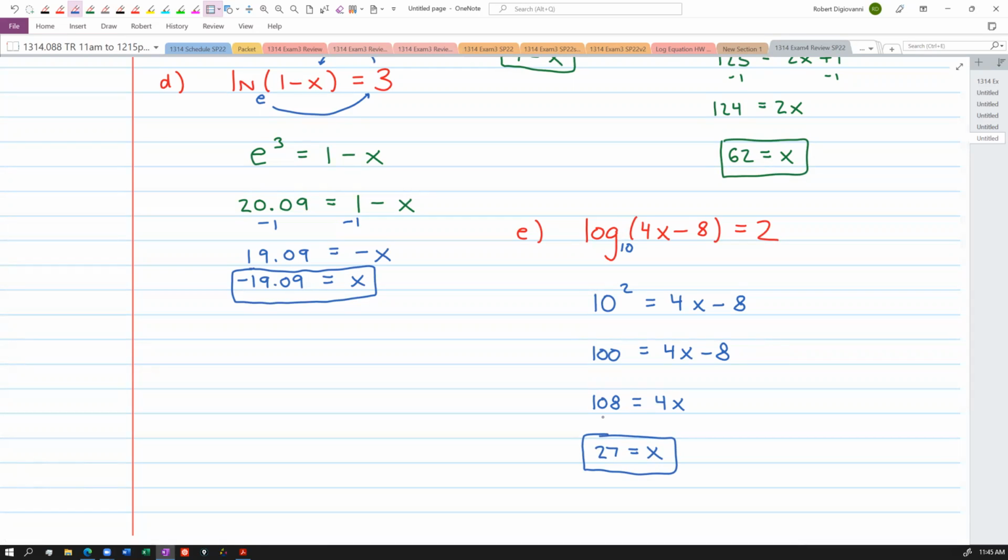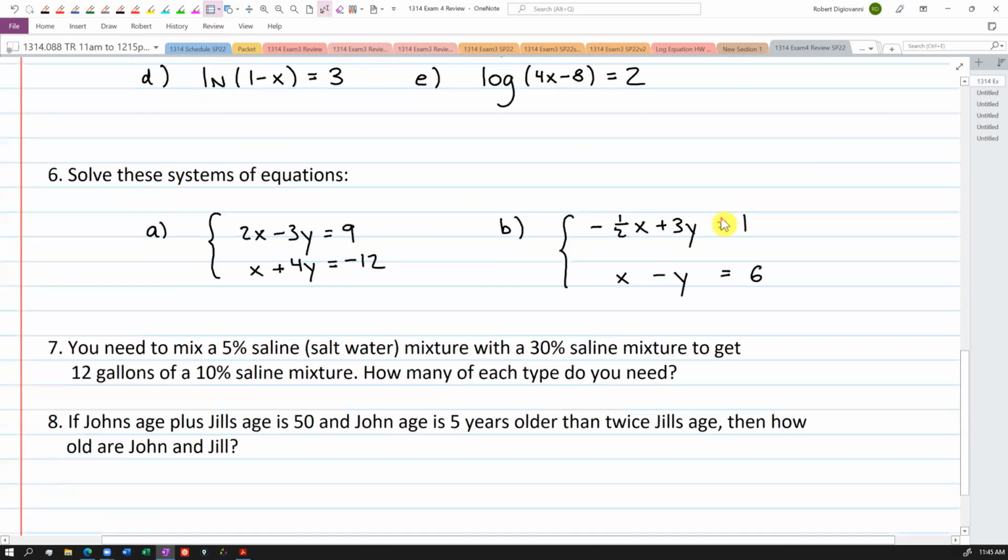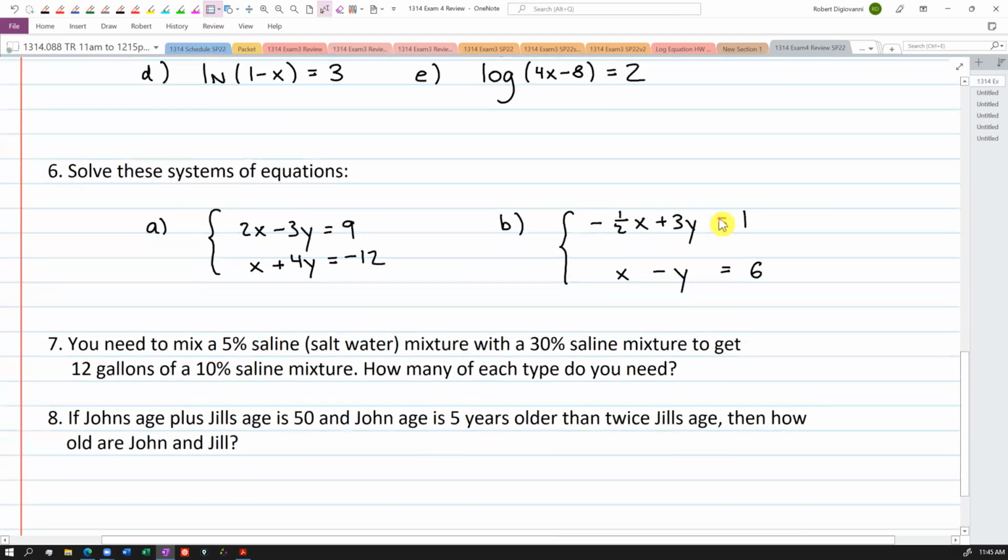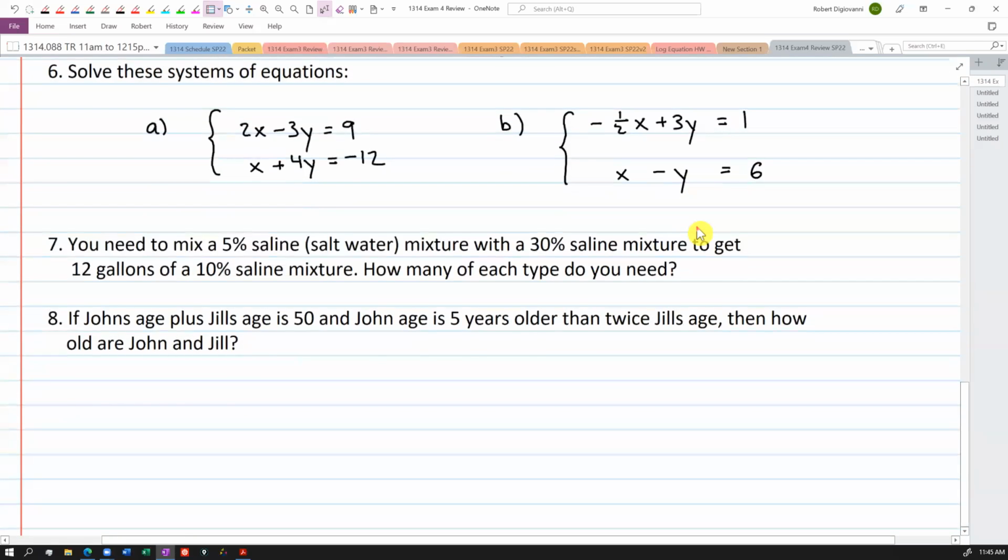All right, how are we doing on time? Okay, 45 minutes in. Let's keep moving. Like I said, I don't intend that the test will necessarily be this long, but everything on here is fair game.